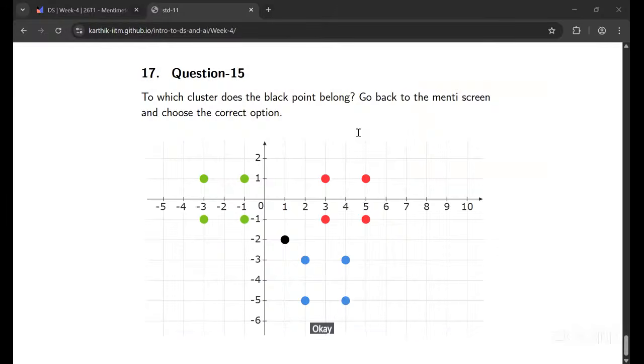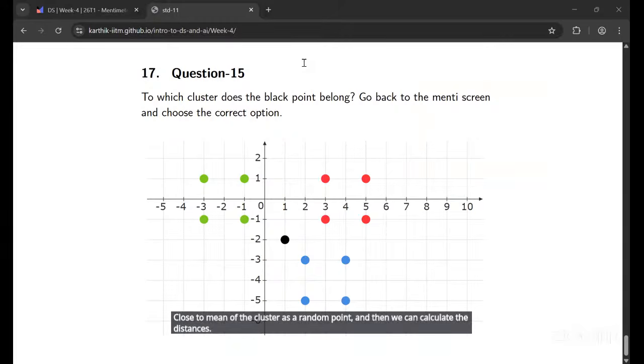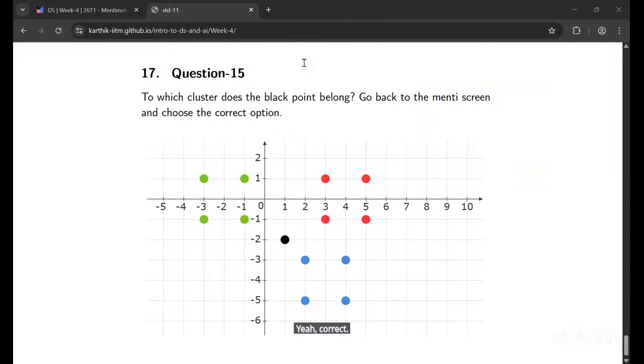Okay, you are all not wrong. We can take some random points, or we can take the cluster mean of the cluster as a random point and then we can calculate the distances. Yeah, correct. That is what I was looking for.